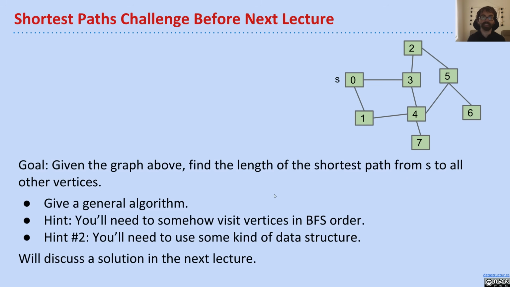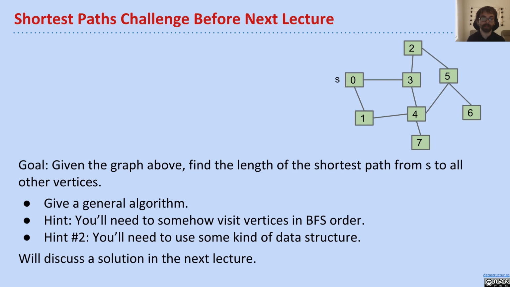So I'll just set the stage for next lecture in case you want to try and do a challenge beforehand. It's a very hard problem. But given a graph like this, try and find the length of the shortest path from S to all other vertices. Or even better, not just the length, but the actual path.